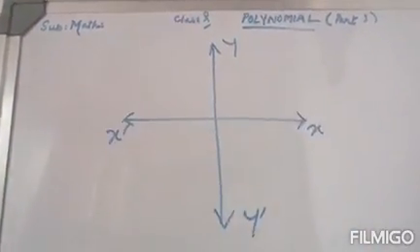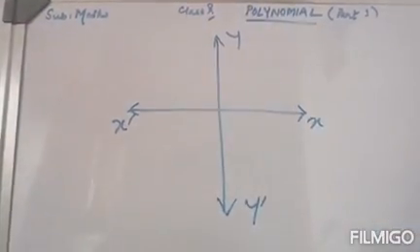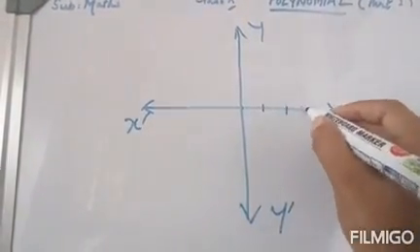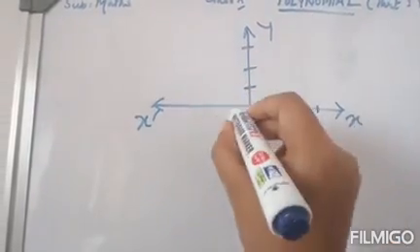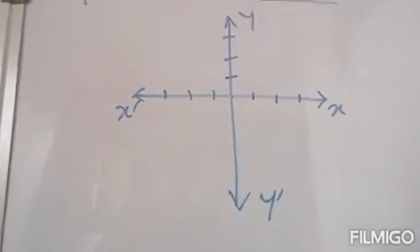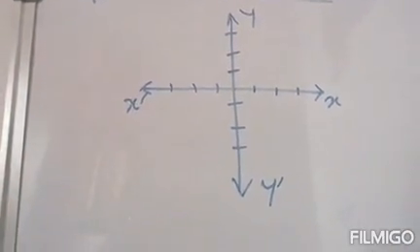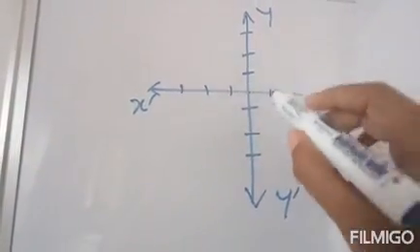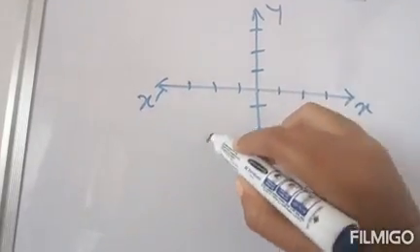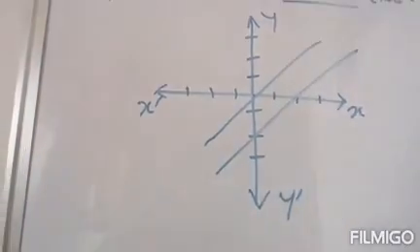Okay, so I have a graph with x and y axes, and this point is the 0, 0 point. Here I will plot 1, 2, 3, similarly here also, and this will be negative 1, 2, 3 for the negative coordinates of x, and this will be the negative coordinates of y. Suppose I have a line moving in this way.